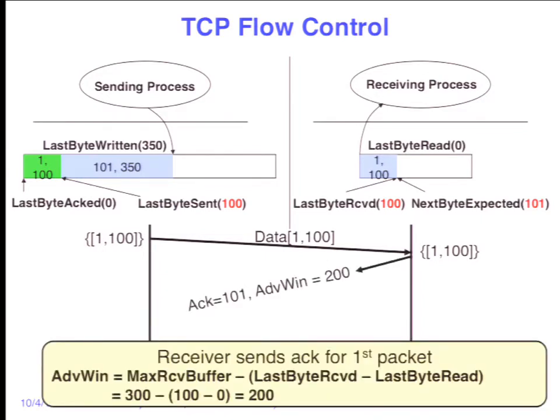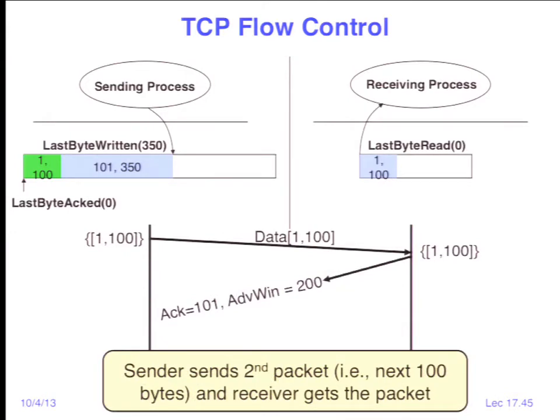Our next byte expected is 101. So now we send back an acknowledgement. The acknowledgement is 101, because we expect to get byte 101 next. And our advertised window is now decremented, right? Because we've got 100 bytes filling our 300-byte buffer. So it's now going to be 200 bytes more that can be sent.